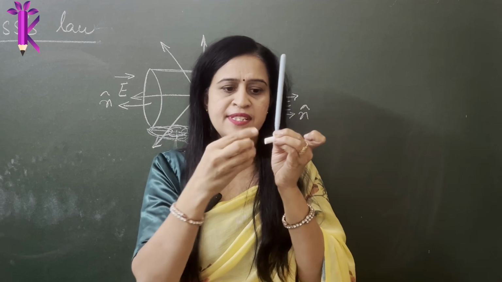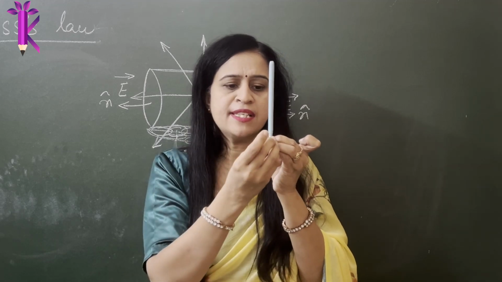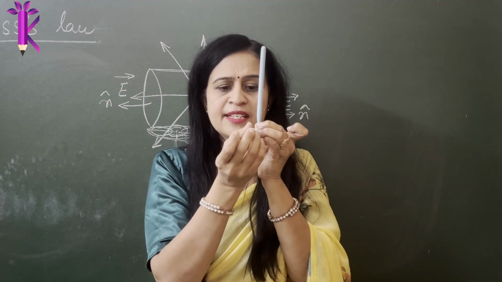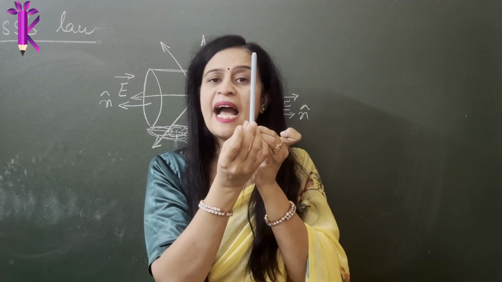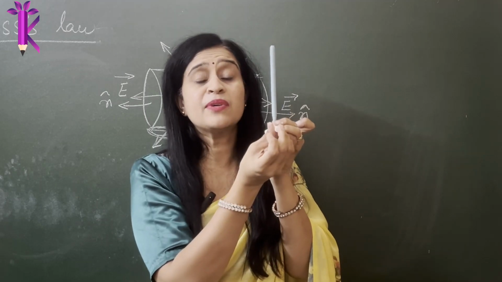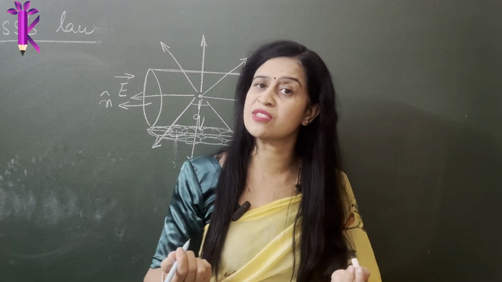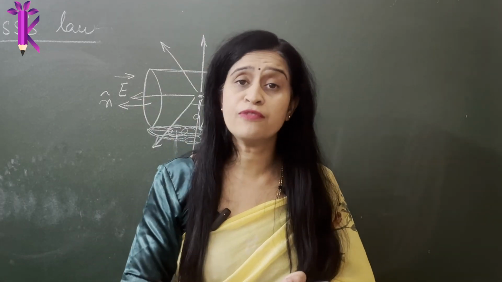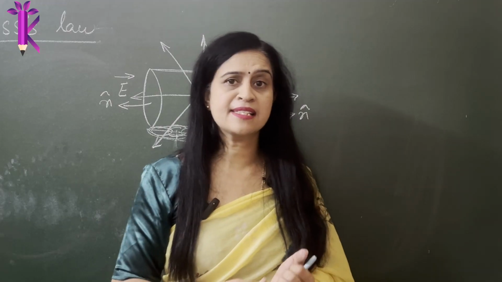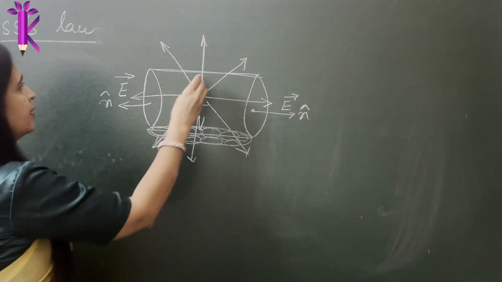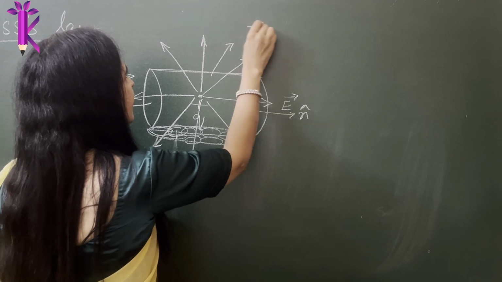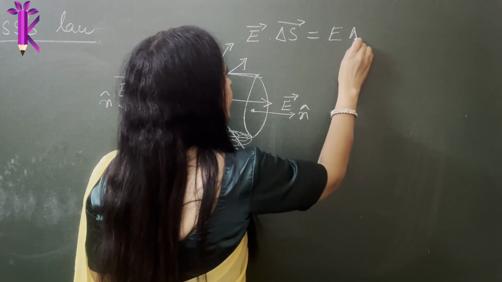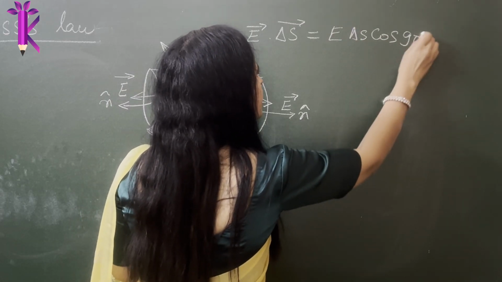If I take the entire curved surface as one single surface, the area vector is pointing towards you. So the angle between them is 90 degrees. How much is cos 90? Cos 90 is 0. So due to this curved surface, no electric field lines actually come out of it. Through the surface, the flux will be E delta S cos 90, which is 0.